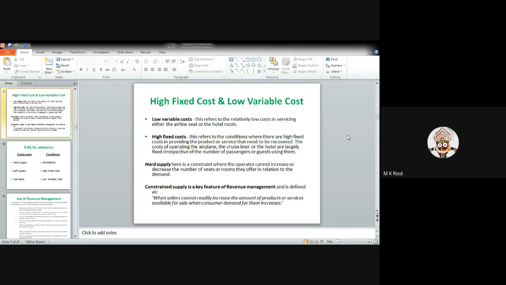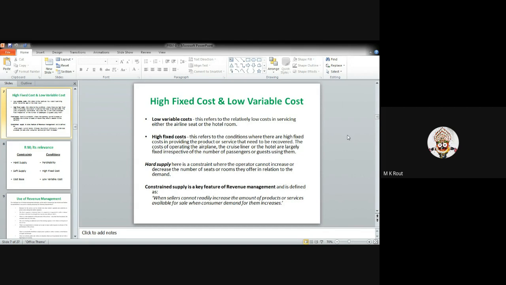We can see, with special reference to Bhubaneswar, three-star hotels. They are providing various types of high fixed cost in terms of ambience, sitting arrangement, or providing delicious food. They never compromise, irrespective of passenger arrivals or customer arrivals.